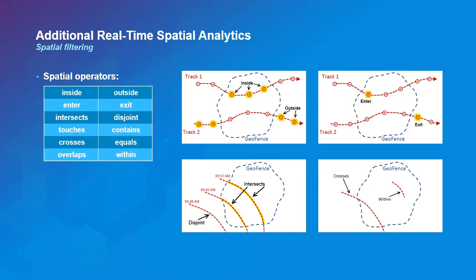We'll talk about some of the other additional real-time spatial analytic capabilities. All right, thank you, Greg. Now let's take a look at some of the additional real-time spatial operators. There can be a feature which is inside a geofence, or a feature can be outside a geofence, or a feature can be entering a geofence or maybe exiting a geofence. A feature can be a line, and so a line can be intersecting a geofence, or it can be disjoint to a geofence. It can be completely within a geofence, or it can be crossing a geofence as well.